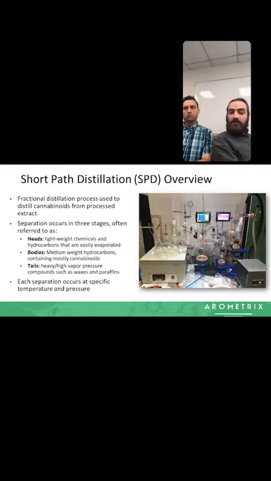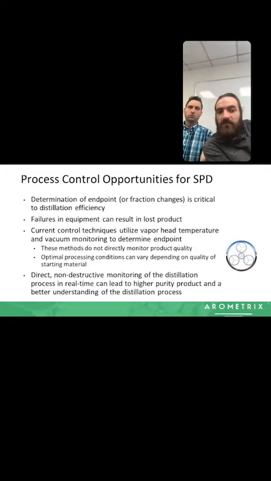So each separation during this process occurs at a specific temperature and pressure. So if you know your pressure and you know your temperature, then you can, in an ideal world, determine what you're actually separating out at that time. But that kind of leads us into some process control opportunities for SPD. So determination of the endpoint, or when your fractions are changing, is critical for distillation efficiency. So for instance, if you let your heads run on too long, then you'll end up getting either solvents or terpenes inside of your actual distillate, so your THC, and that can be very bad for regulatory reasons as well as health reasons.